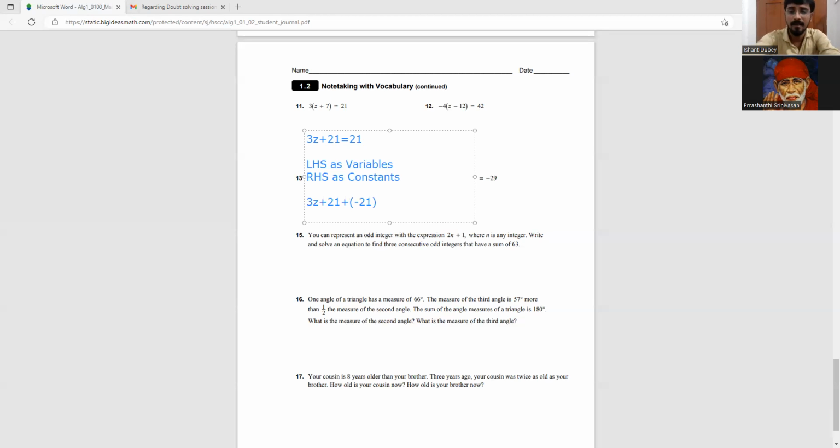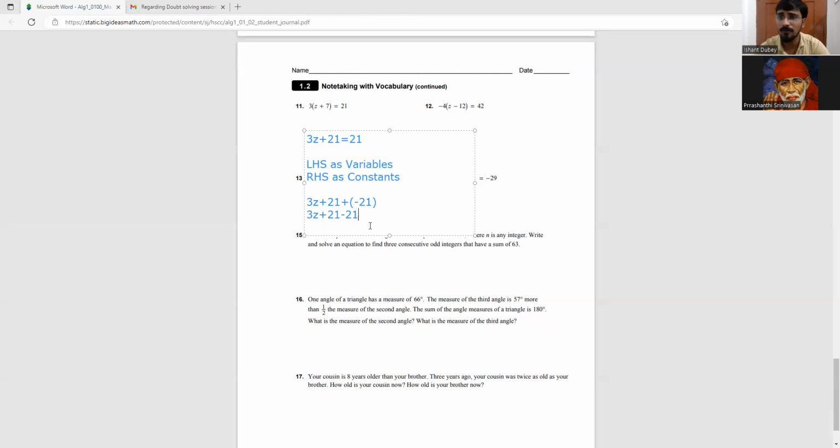Yes, sir. So you are making it zero. Within the parenthesis I have written minus 21, so when you open that parenthesis, plus minus is minus. Yes or no? Let me complete this equation. So 3z plus 21, and if you open the parenthesis, plus minus, you'll be getting minus 21. Yes or no? Yes, sir.